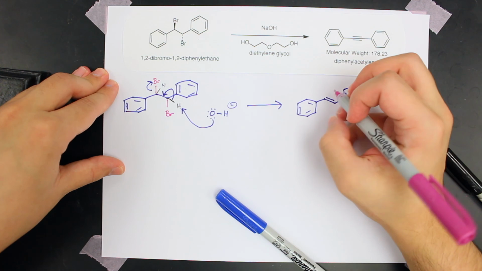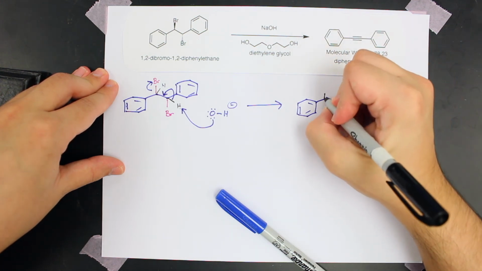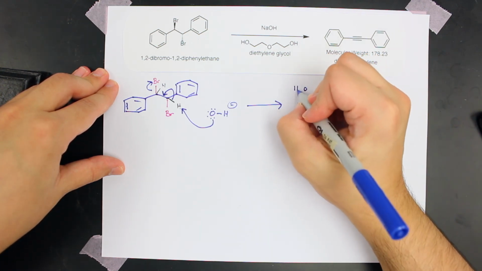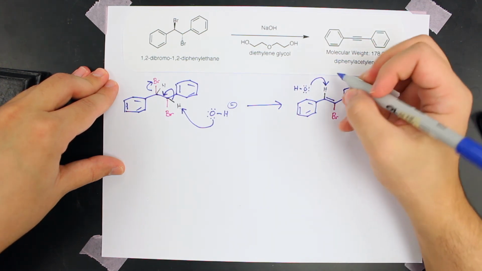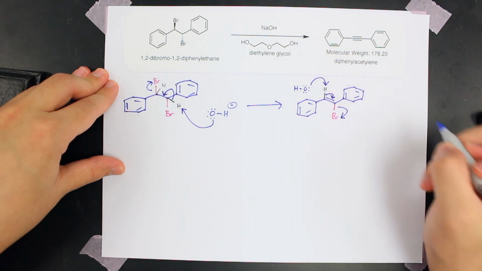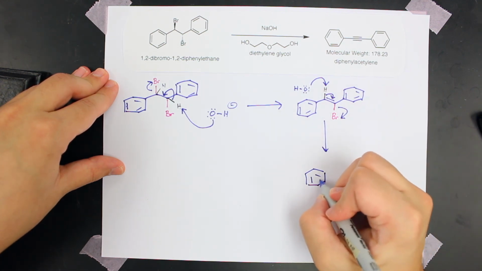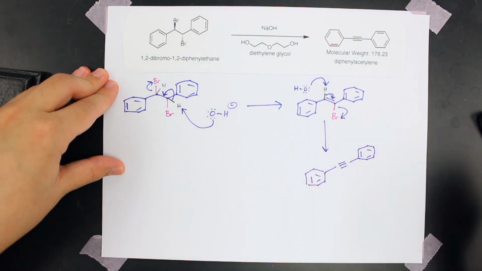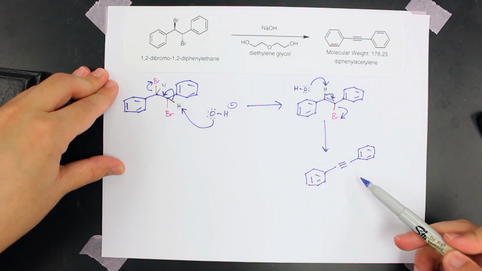Okay, so we still have a bromine here, and we still have a hydrogen here, and then the second equivalent of hydroxide will deprotonate this hydrogen, and then this bond will become a triple bond here, and then the bromine will leave. And this will generate our diphenylacetylene product. It's now a triple bond. So we've gone from an alkane to an alkene, and then finally to an alkyne.